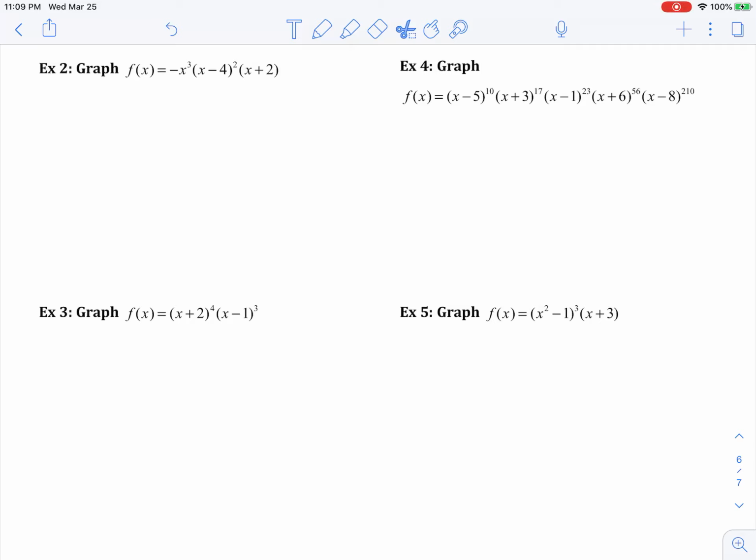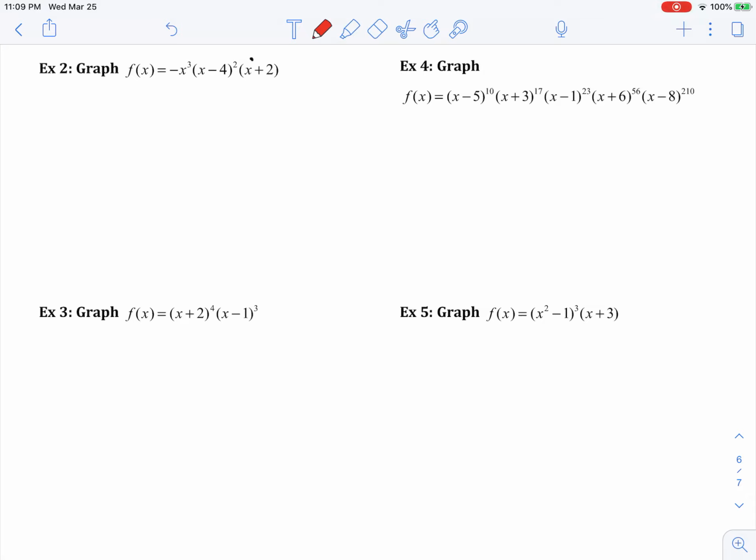Okay, gentlemen, continuing on with our polynomial functions, we are going to now look at example number 2 here. You should first recognize that it is a polynomial function. All of your exponents are non-negative integers. We have our exponent of 3, we have our exponent of 2, and we have the implied exponent of 1 here.